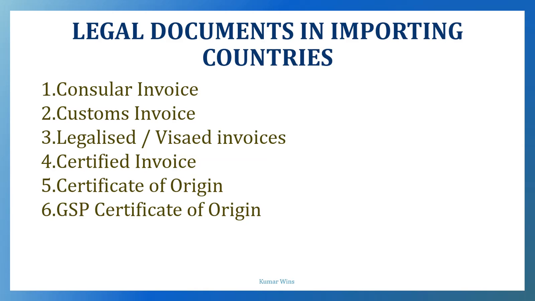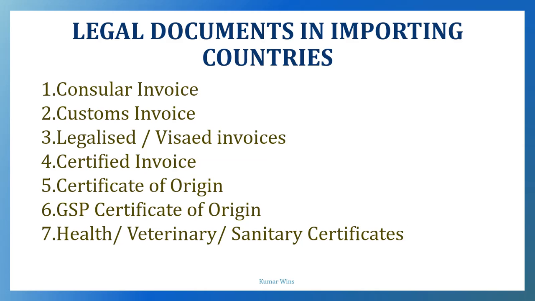So GSP certificate of origin are used for the goods which get the benefit of preferential import duty treatment in countries which implement the GSP, that is generalized system of preferences. And this kind of goods should be accompanied by the GSP certificate of origin, and this certificate is given on the forms prescribed by the importing countries. Then the seventh one is health or veterinary or sanitary certificates. These certificates are needed in a number of countries, and these certify that the goods are fit for human consumption.